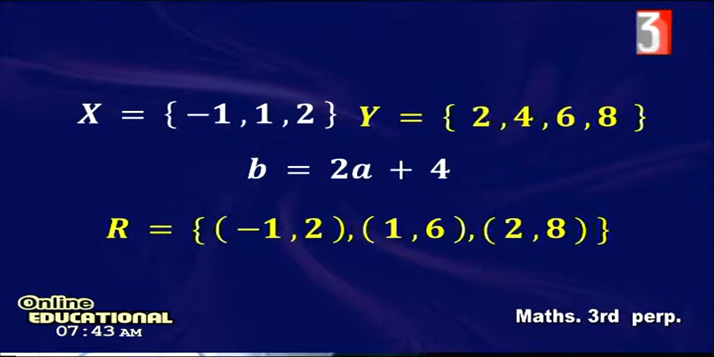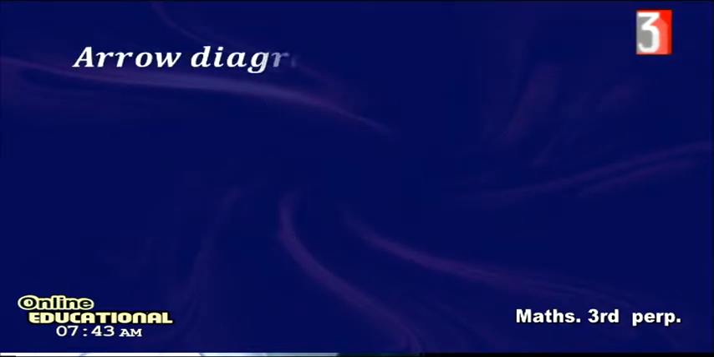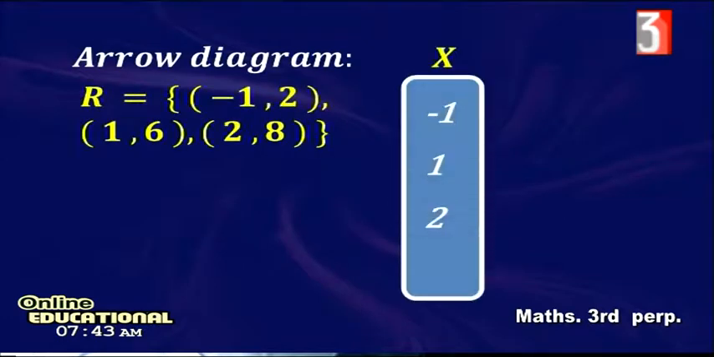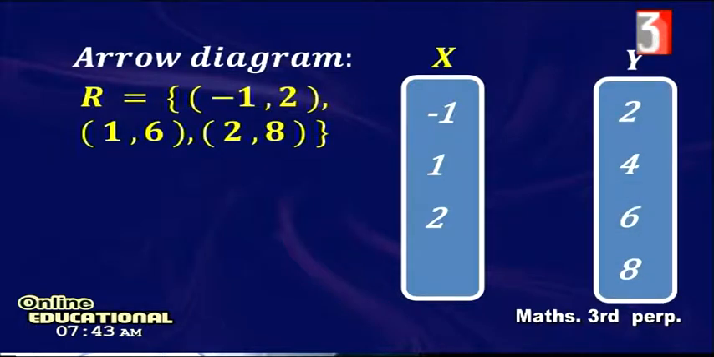finally (2, 8). If I want you to represent this relation by arrow diagram, you are going to plot the two sets X and Y as follows. The set X with the values -1, 1, and 2. And the set Y with the values 2, 4, 6, and 8. Look carefully at the relation in front of you. Yes, the value of X -1 gives a value for Y as 2. So -1 goes to 2.